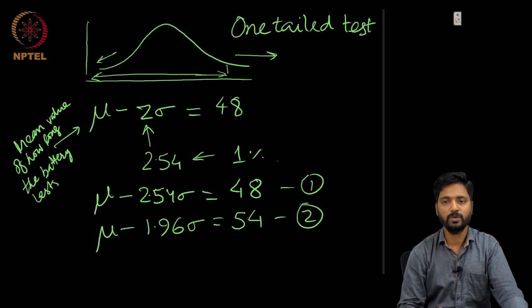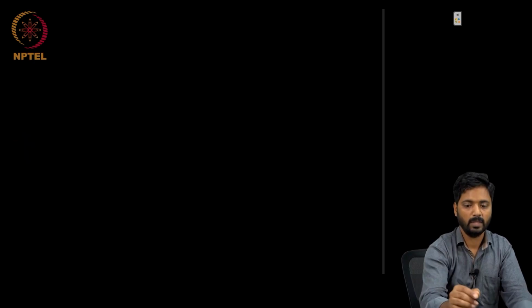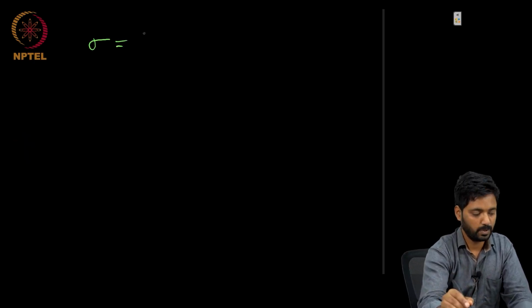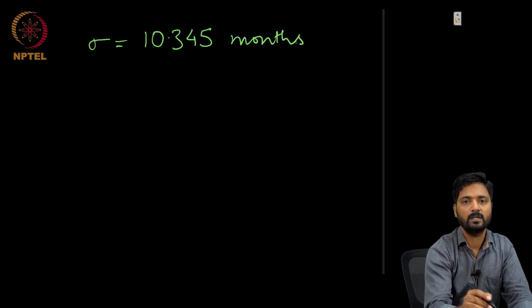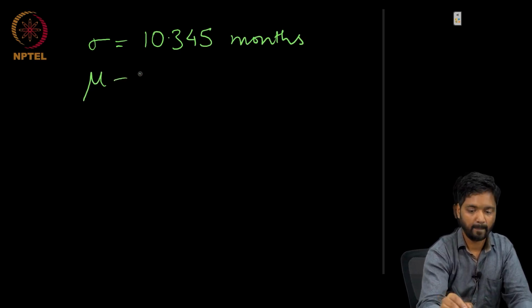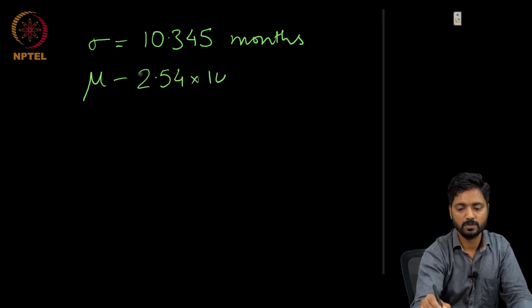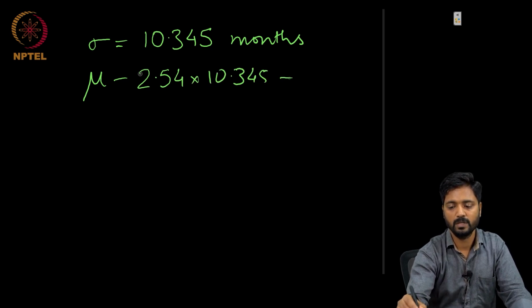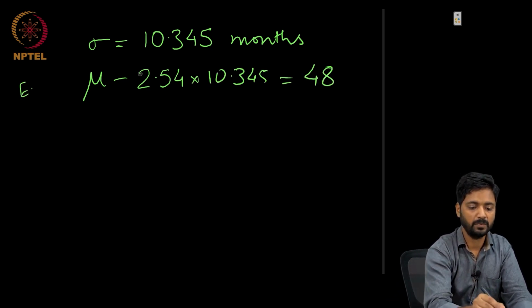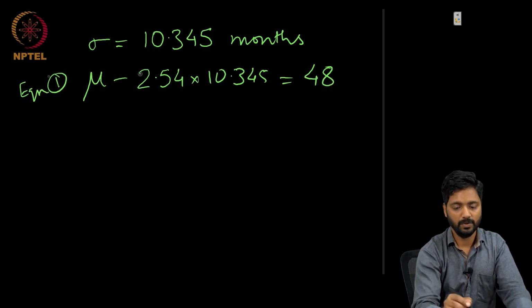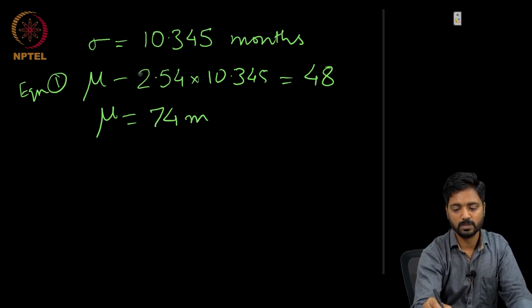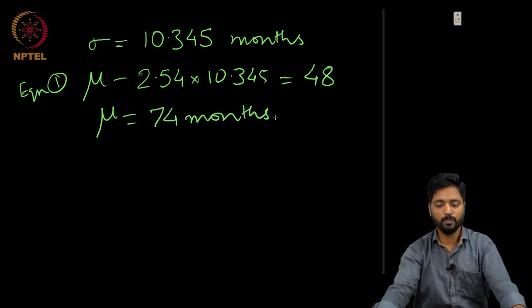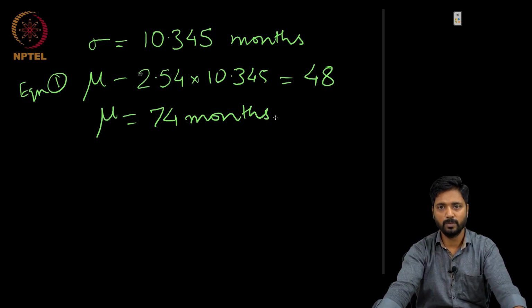So when we solve these two equations, what we get is that sigma is equal to 10.345 months, and when we plug this into mu minus 2.54 into 10.345 is equal to 48, which was our equation 1, then we obtain the mu value as 74 months approximately.